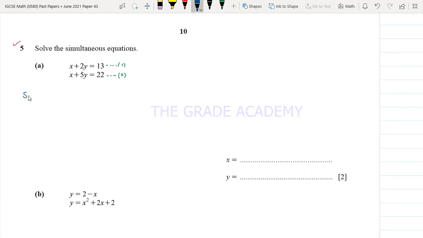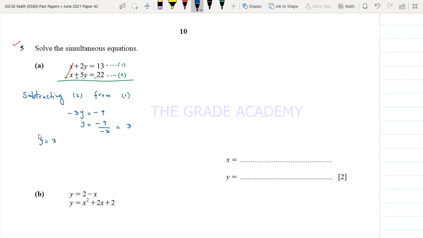So now subtracting equation 2 from equation 1. If we subtract them, we will basically change the sign of each term of the second equation. So this will be negative from positive, and this will also be negative. So now x minus x, they get cancelled, and 2y minus 5y gives us minus 3y, which is equal to 13 minus 22, which gives us minus 9. So y will be equal to minus 9 divided by minus 3, which is equal to 3. So y is equal to 3.